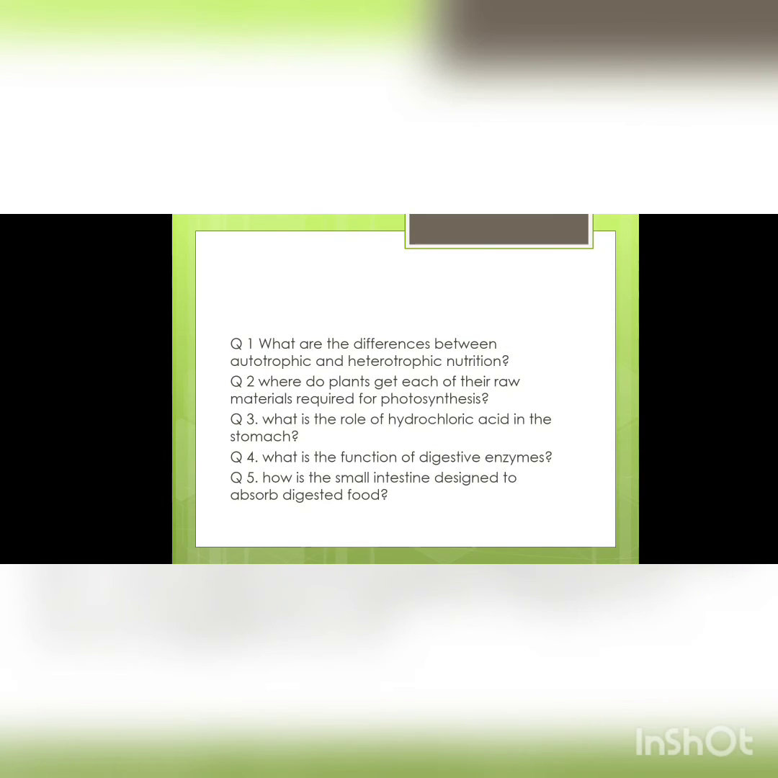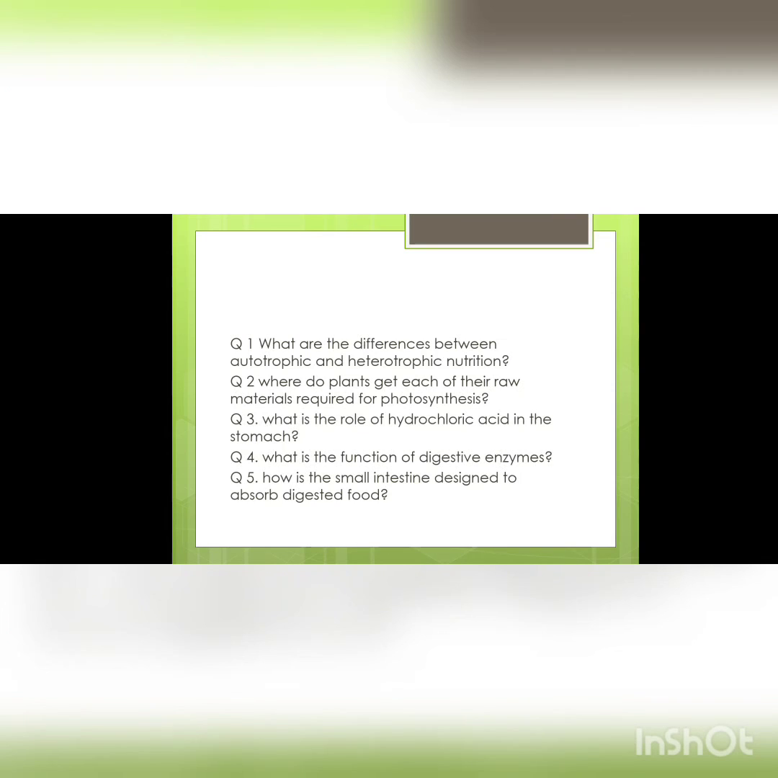Now, what is the difference between autotrophic and heterotrophic nutrition? As you know, there is a difference in the mode of intake of the food. Autotrophic nutrition is meant for green plants where they produce their own food, whereas heterotrophs depend on the plants for their food. Where do the plants get each of their raw materials required for photosynthesis? As you know, they get them from the environment, from the soil, from the air, and so on.